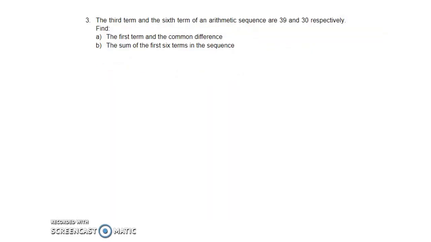Okay, now look at this question. The third term and the sixth term of an arithmetic sequence are 39 and 30 respectively. Note that given here is an arithmetic sequence, so we use the formula for an arithmetic sequence. A: find the first term, which is value A, and the common difference, value D. Extract the information given: the third term T3 equals 39 and the sixth term T6 equals 30.